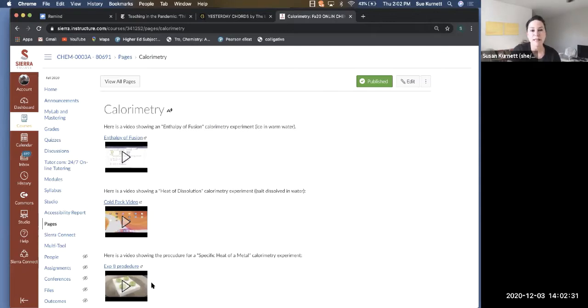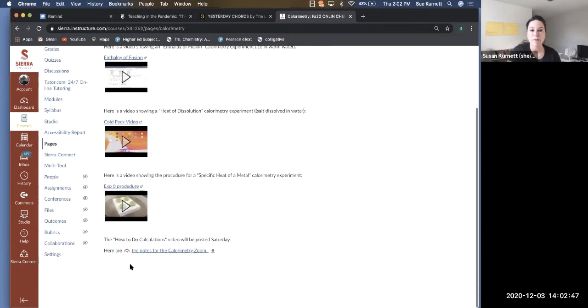And then experiment 8 procedure. If you haven't read the experiment, you need to do that because we're at the place in the semester where you don't want to fall behind. You're tired. It's just work. You just need to make a list and do the next thing. But you're probably going to want to watch that too. So all of these are about calorimetry.